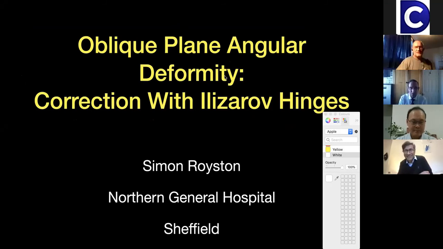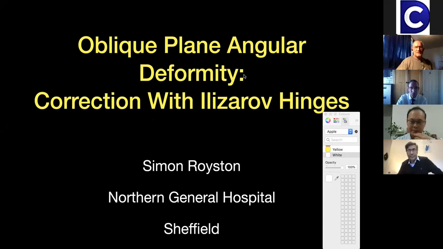So I'm going to move on slightly from what I thought was a very good description, a very good demonstration of why oblique plane matters. I'm going to talk to you a little while about one of the ways in which an oblique plane deformity can be corrected, and that is using a traditional old-fashioned circular frame and an Ilizarov frame with hinges.